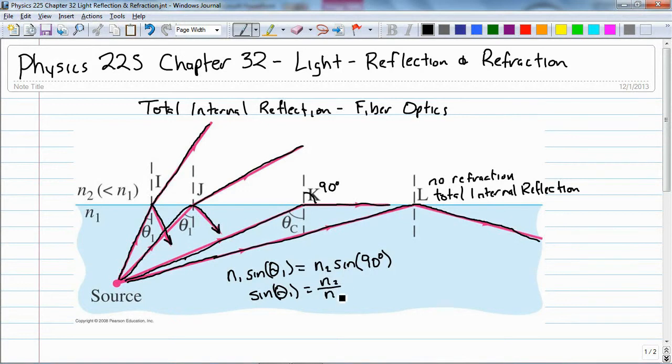N2 over N1, and this N2 over N1, because N1 is greater than N2, is going to be less than 1, which I need for the arc sine. So theta 1 is equal to the arc sine of N2 divided by N1. When theta 1 is greater than that, I'm going to have total internal reflection.